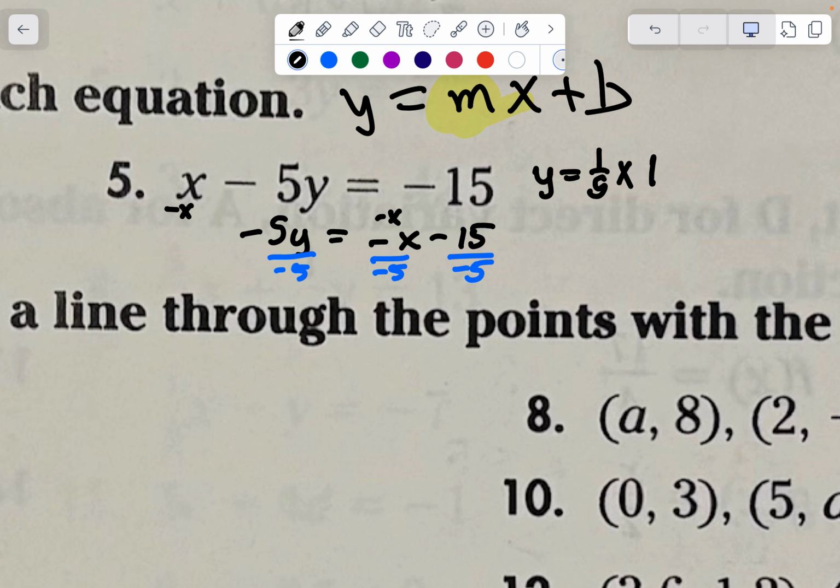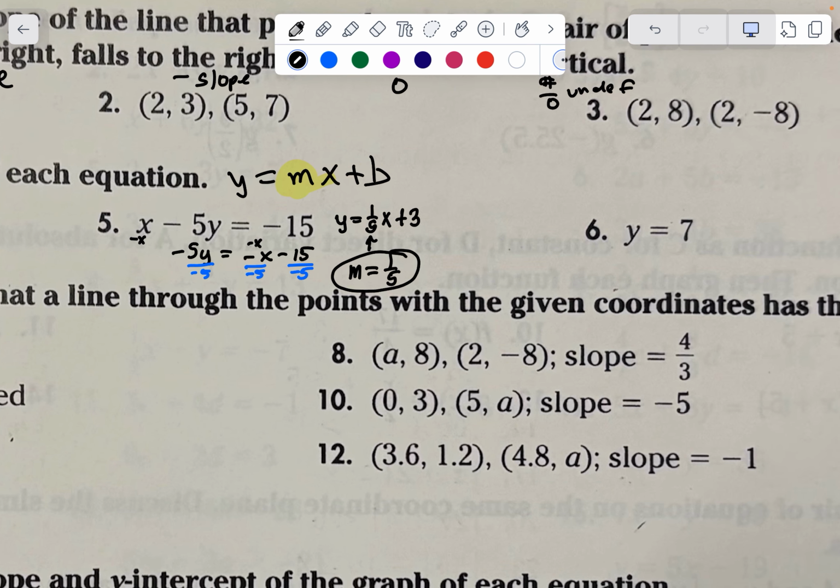Now that we have that, and you have that written, I just need you to tell me that m equals, or the slope equals. You can write the word or the letter that the slope in this one is 1/5. And that's it, okay? So that's what you're doing for 4, 5, and 6. 4 is pretty easy. I do want to show you a quick little piece of information about number 6.